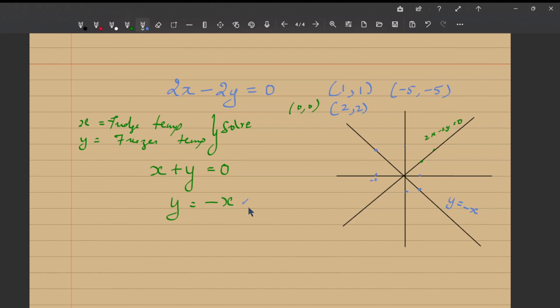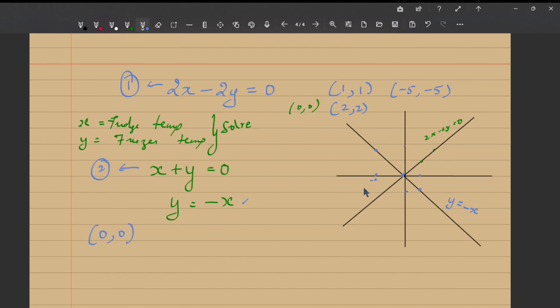So now can you find the fridge and the freezer temperatures? Yes, it is the point where both the lines intersect, both the lines representing these two equations. This is your equation 1 and this is your equation 2. Both these lines intersect at a particular point and that is the solution. The solution of these two equations is 0 comma 0, which means that your fridge temperature is 0 and your freezer temperature is also 0.